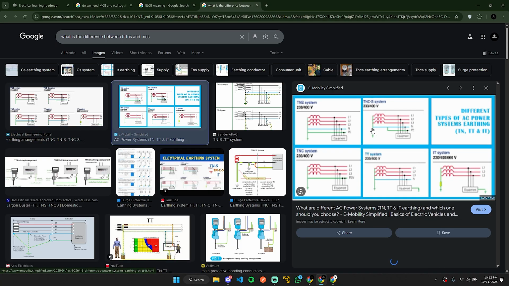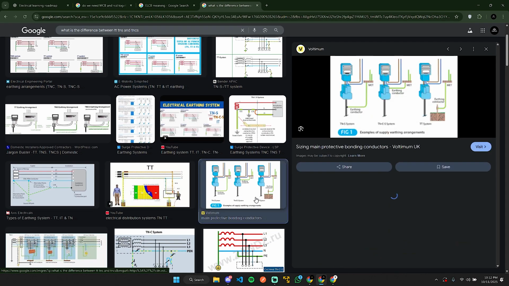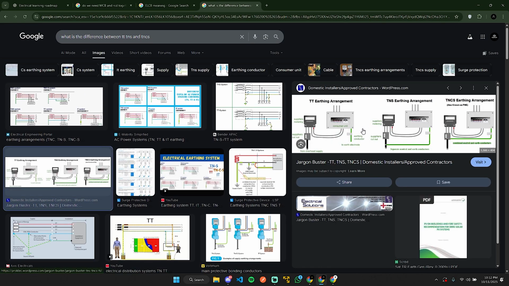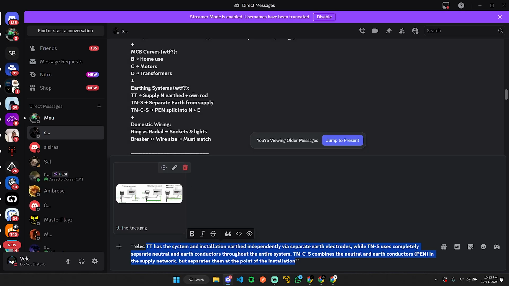This is a diagram, so it's pretty good. TT, where is it? TNS, TNCS, there we go. Perfect diagram. So let me just have the thing over here, so it's pretty good.